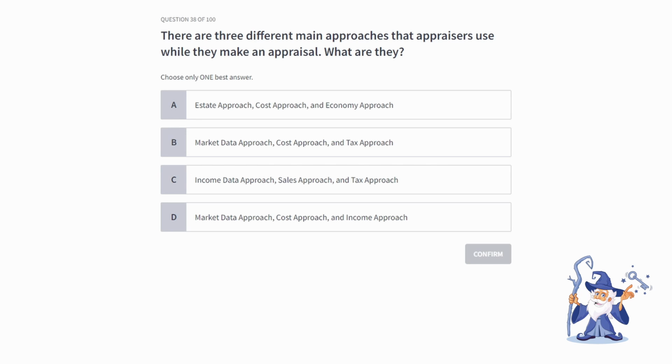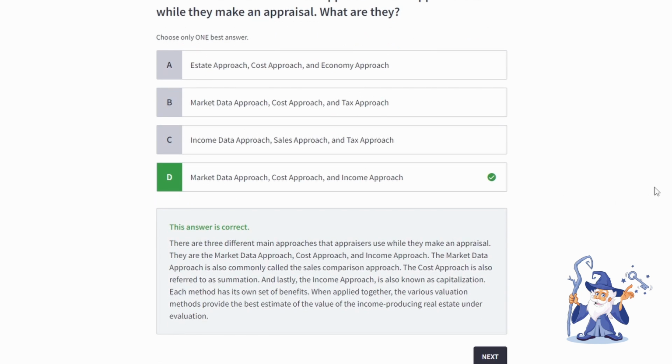Okay, so how familiar are you with your different main approaches to value, or approaches that appraisers use while they appraise? Well, if you are familiar with them, you should be able to get this one right, because the answer is D, the market data approach, the cost approach, and income approach. So those are the three different main approaches that appraisers use when they make an appraisal. The market data approach is also called the sales comparison approach. So if you're looking at that and you're like, what? That's why. But again, those terms can be used interchangeably. The cost approach is also referred to as summation. And lastly, the income approach is also known as capitalization.